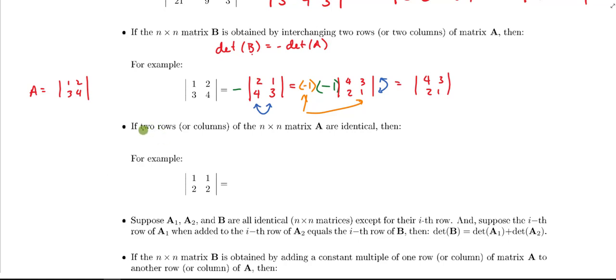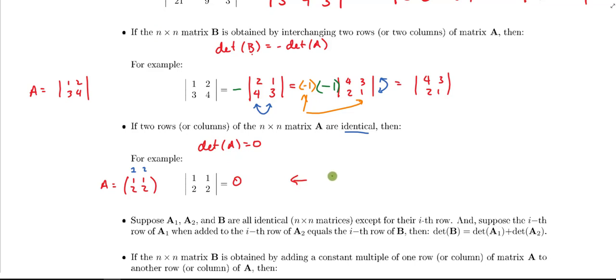This next property says that if two rows or columns of the n by n matrix are identical, then the determinant of that matrix is 0. So for this matrix here, imagine matrix A in this case is the matrix 1, 2, 1, 2, and we notice that column 1 is identical to column 2. Whenever a matrix that we're trying to compute the determinant of has two columns that are equal or two rows that are equal, we know without computation what this property is saying, that that determinant will come out to be 0.